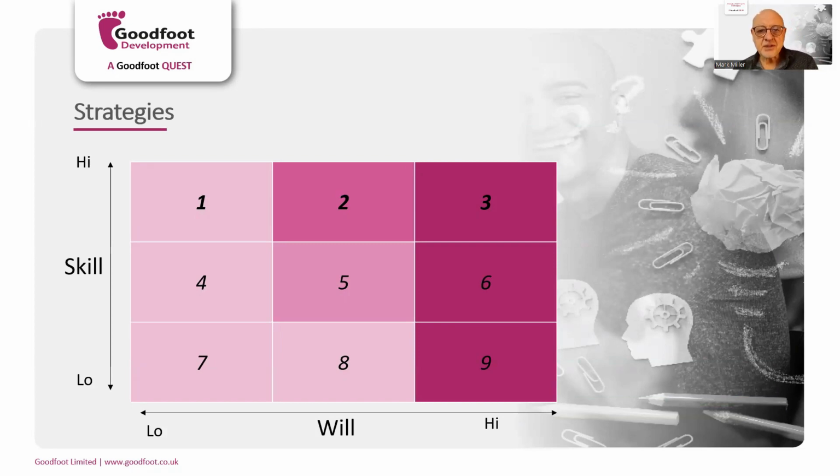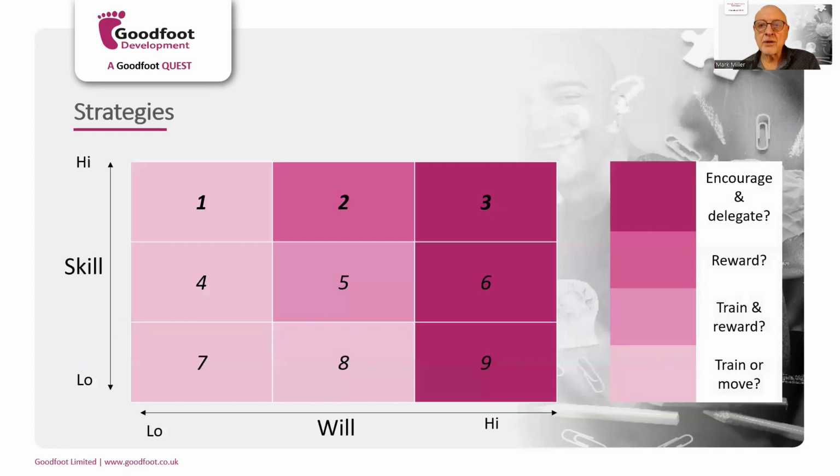So in box 3, as you can see there, you've got boxes 3, 6, and 9, you've got a very high will level. And with these people, it's really good to encourage and delegate to them. Very, very good. They're high will level. They really want to be skilled up. They may be highly skilled, and if not, they can be trained. Box number 2, maybe reward them a bit. They're very good, but their will isn't quite there. So maybe a reward of some sort, acknowledgement, might help.